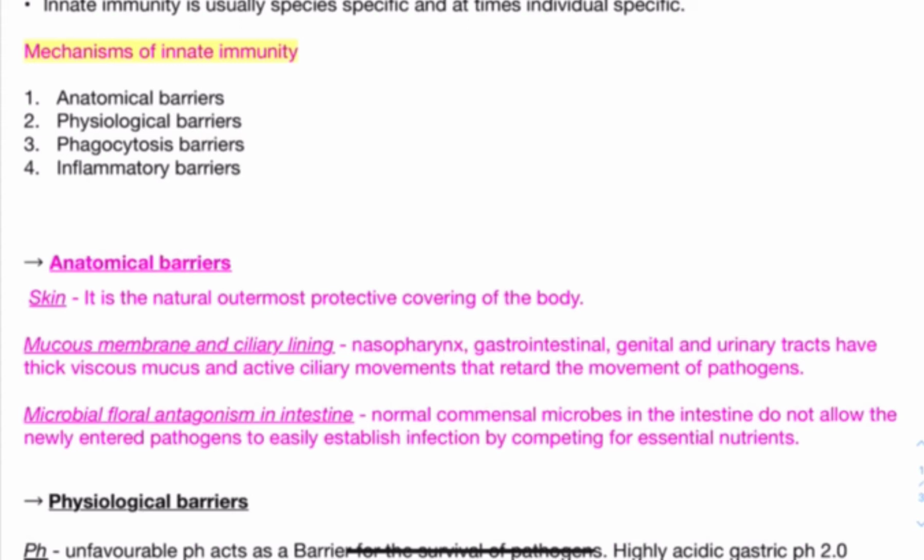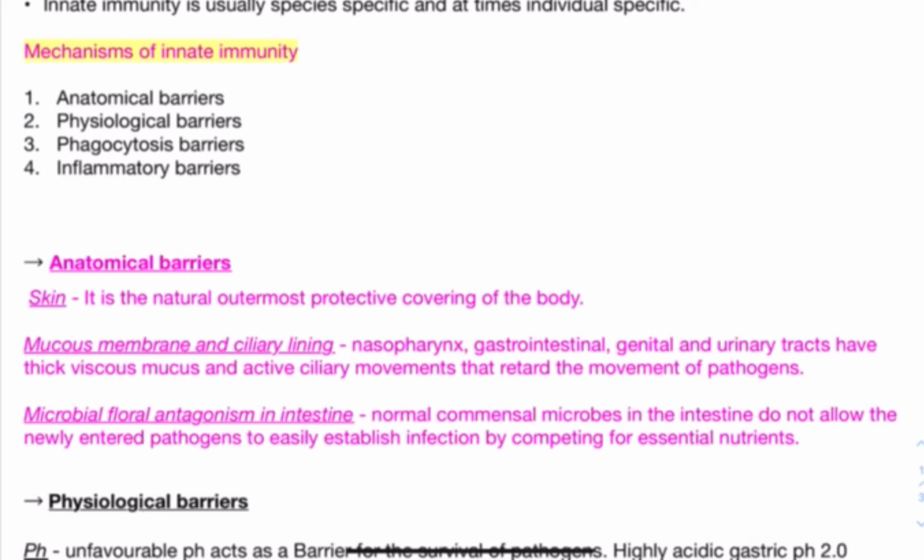Next, we have mucous membrane and ciliary lining. These act as mechanical barriers and prevent the entry of pathogens from many internal sites such as the nasopharynx, gastrointestinal, genital, and urinary tracts, all of which have this protective layer preventing them from infections. In fact, thick viscous mucus and active ciliary movements also retard the movement of pathogens.